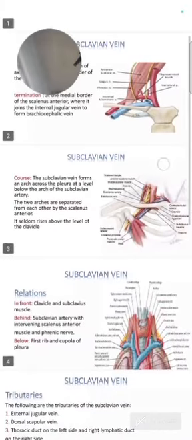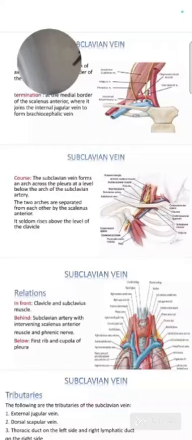So the course, again the subclavian vein: from the origin it arches across the pleura at a level just below the arch of the subclavian artery. These two form an arch, subclavian artery and subclavian vein. These two are separated from each other by the scalenus anterior muscle in between, at a level above the clavicle. So this muscle divides the subclavian artery and subclavian vein just above the clavicle.